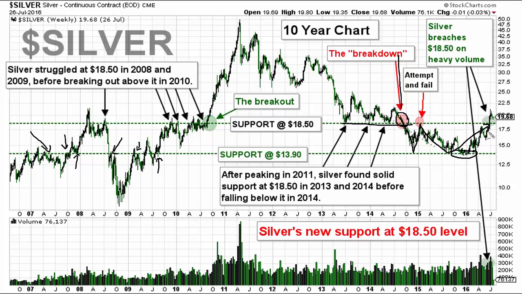And this was the first time that we had seen a breach of 1850 from below since the epic run that we saw back in 2010. So this meant a lot to us when we saw this, and it also occurred on bigger than normal volume. Bigger than normal volume indicating institutional inflows, big money coming in.